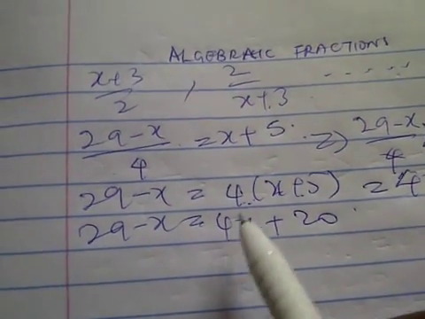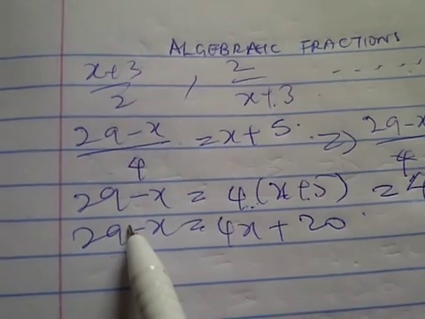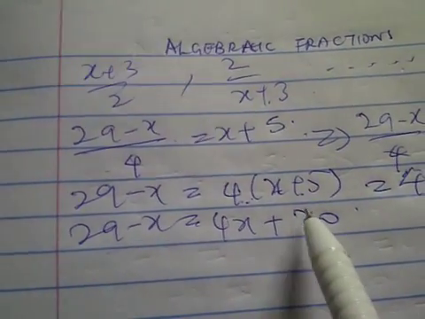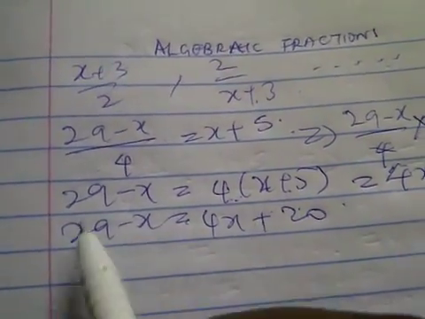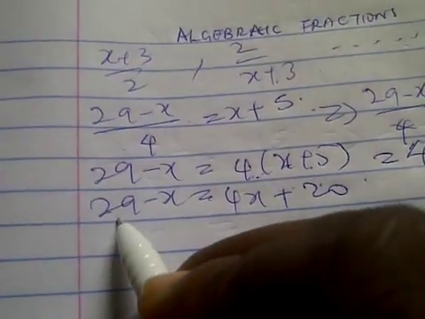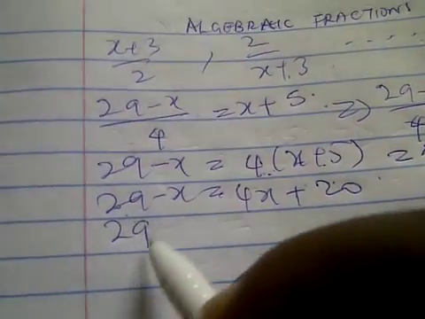Now, we're going to gather like terms. And how will we do that? Everyone with x will go to this side, and the ones without x will come to this side. Now, 29 doesn't have x, so it remains here.